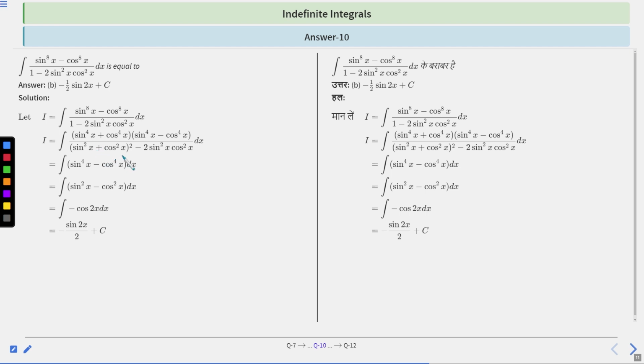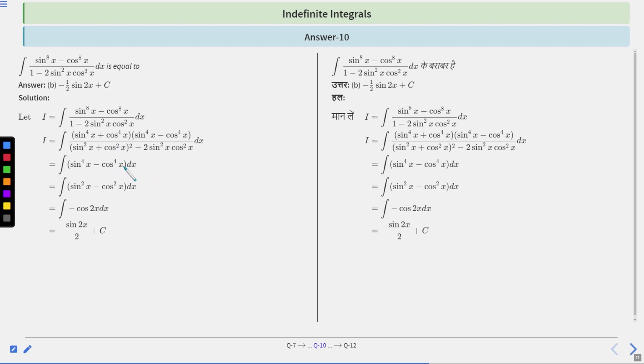Sin square x plus cos square x whole square minus 2 sin square x cos square x can be written as sin to the power 4x plus cos to the power 4x, right? Because a plus b all square minus 2ab is basically a square plus b square, clear? Therefore, sin to the power 4x plus cos to the power 4x will be cancelled out with numerator and the denominator. Therefore, I is equal to integration of sin to the power 4x minus cos to the power 4x dx.